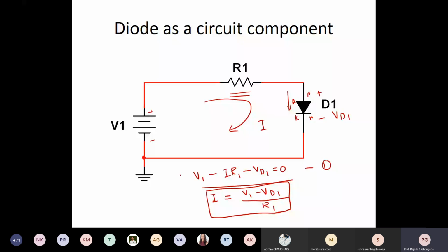Normally, germanium is not at all used. It is totally discarded. I don't want to unnecessarily confuse you with a different device, different material altogether. So I'm avoiding the mention of germanium altogether.